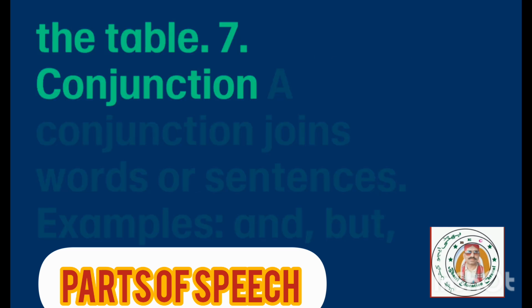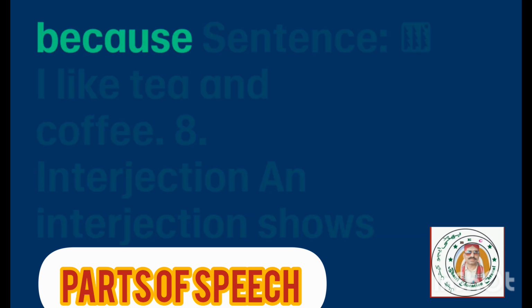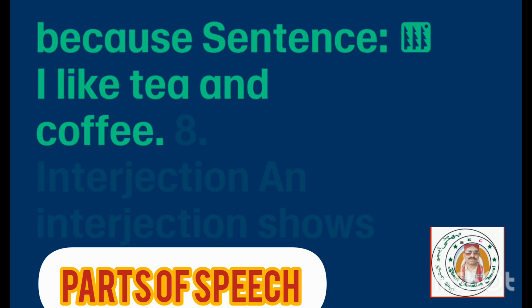7. Conjunction. A conjunction joins words or sentences. Examples: and, but, because. Sentence: I like tea and coffee.